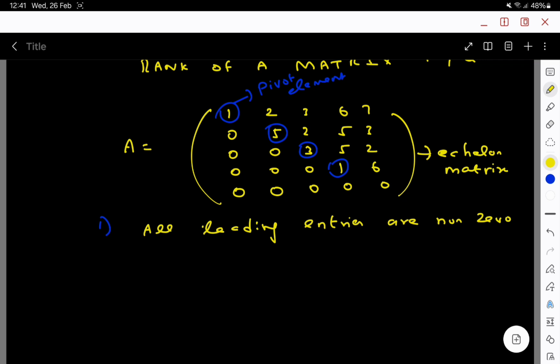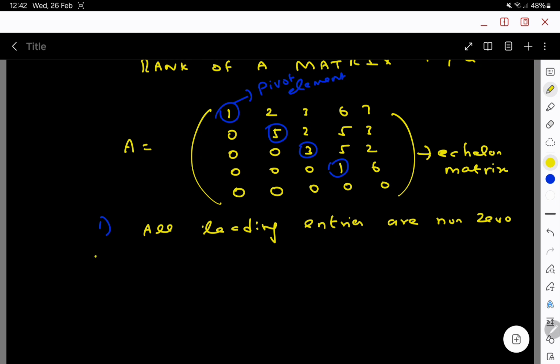What is the use of a pivot element? A pivot is a non-zero element in a matrix that is used to create zeros below it. Take the first column. 1 is a pivot element. Below the pivot element, all the elements are zero. Similarly, in the second column, 5 is a pivot element. Below it, all the elements are zero. So pivot elements are used to create zeros below them in the corresponding columns. So the first condition for an echelon matrix is that all leading entries are non-zero.